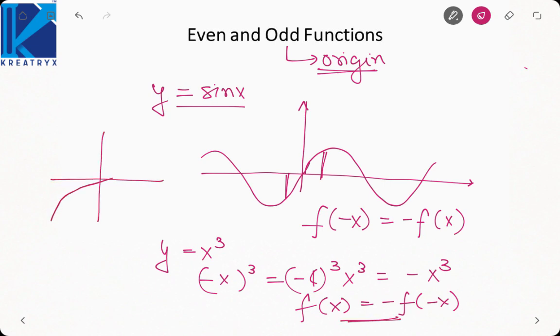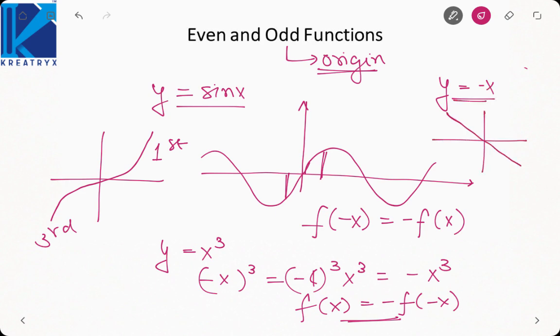The graph of x cube is like this. Now as you see, it is symmetrical in the first and the third quadrant. Similarly, if any graph is symmetrical in the second and the fourth quadrant, like y is equal to minus x, then also it is an odd function. Okay. Whereas some functions can be neither odd nor even, like y is equal to (x minus 3) square. It was neither symmetrical about the y-axis nor symmetrical about the origin.